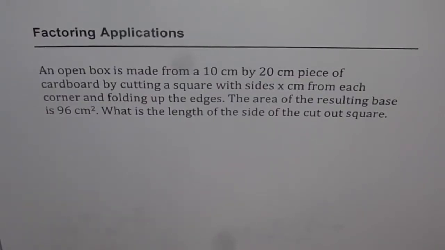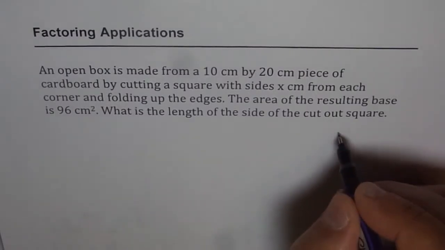Here is an application problem which we are going to solve using factoring techniques which we have just learned. An open box is made from a 10 centimeter by 20 centimeter piece of cardboard by cutting a square with sides x centimeter from each corner and folding up the edges. The area of the resulting base is 96 centimeters square. What is the length of the side of the cutout square? So that is what the question is.